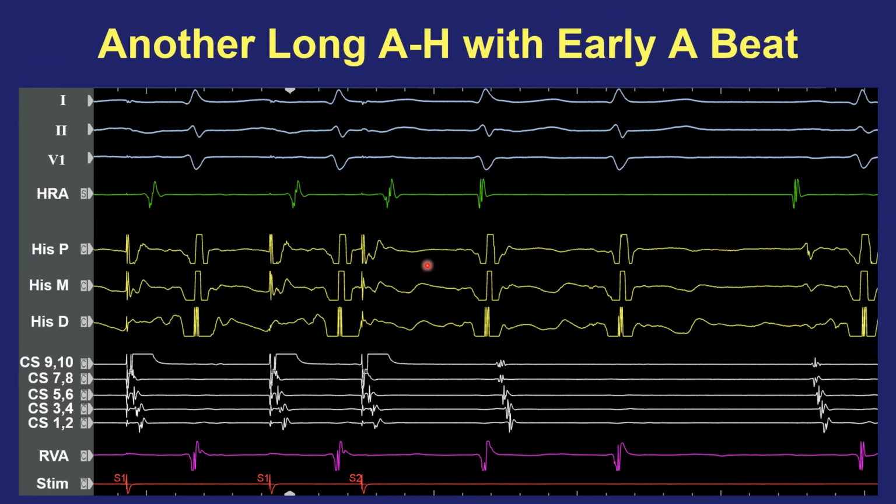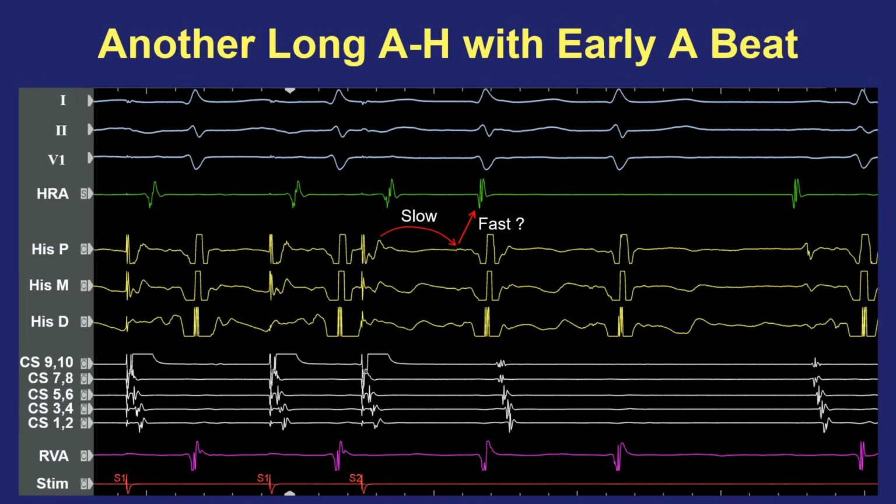We have a really long AH interval. So you say, okay, we're going down the slow component of the AV node. And look here, we have another atrial event on top of this QRS. Is this an AV node echo beat? And the answer here is no, because simply having an atrial beat on top of the QRS after a long AH doesn't tell you that that's where the atrial event came from.